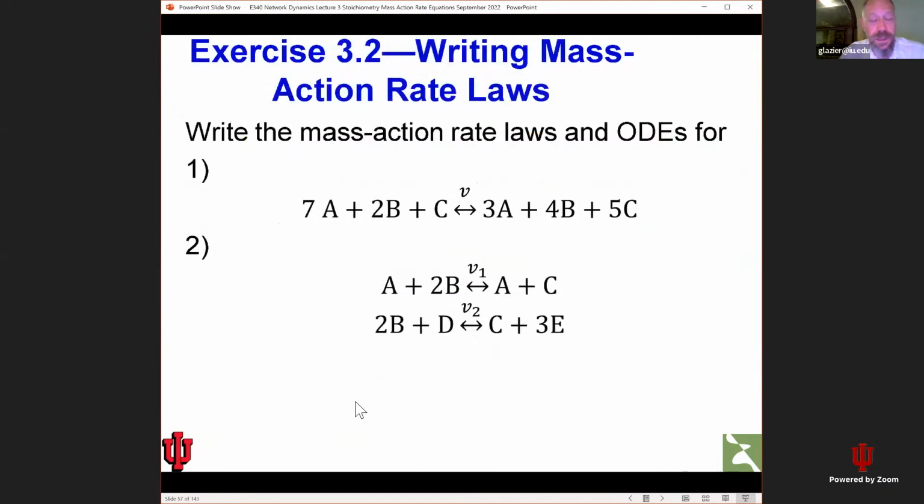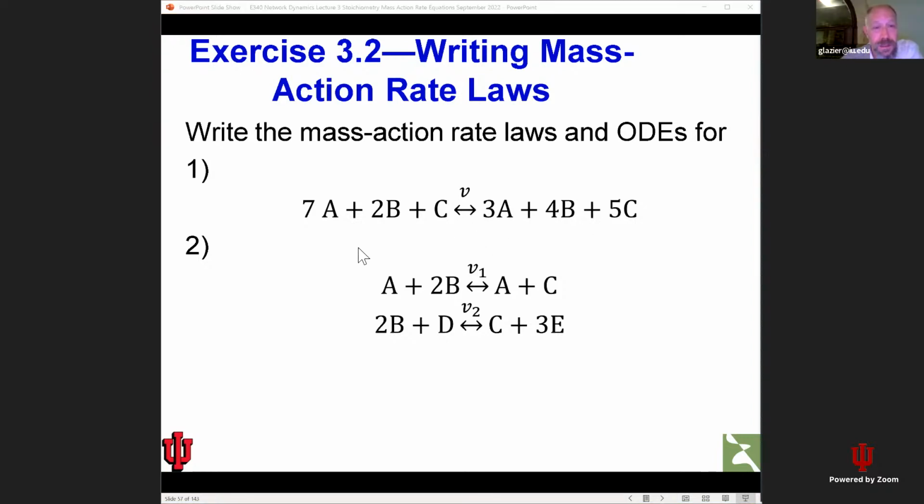So let's try doing this. Let's not do all of it, but let's just do one of it. Why don't we do the mass action law for, these are the same ones we had before. Which one would you rather do, 1 or 2? Doesn't take very long. Let's do number 1. Okay, so write the mass action rate laws and ODEs for number 1.